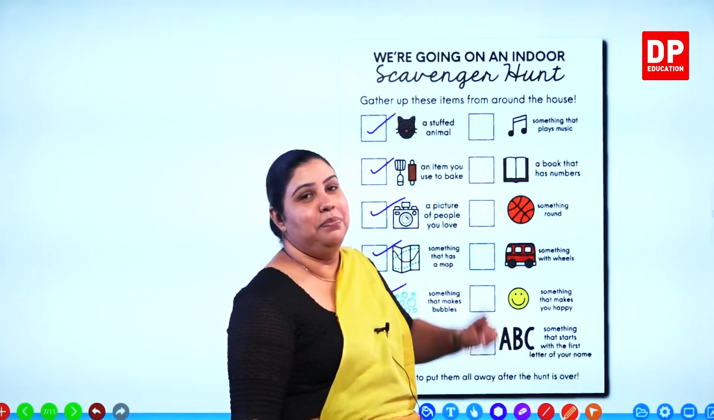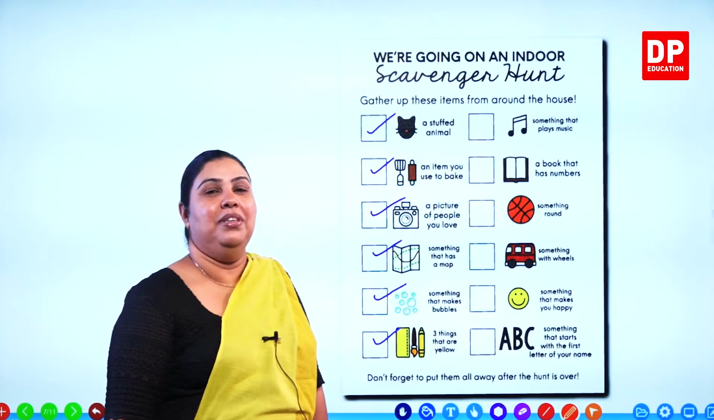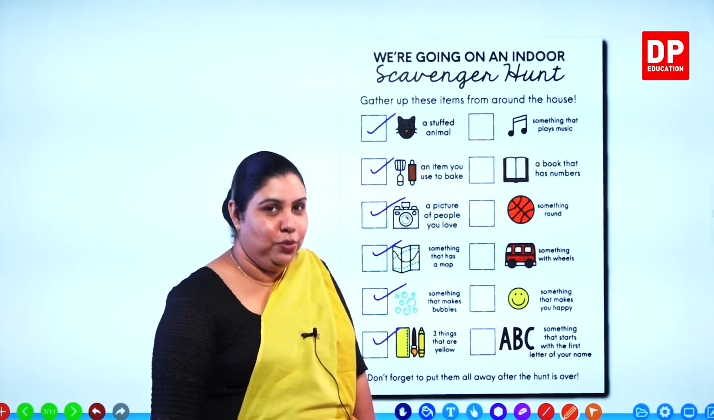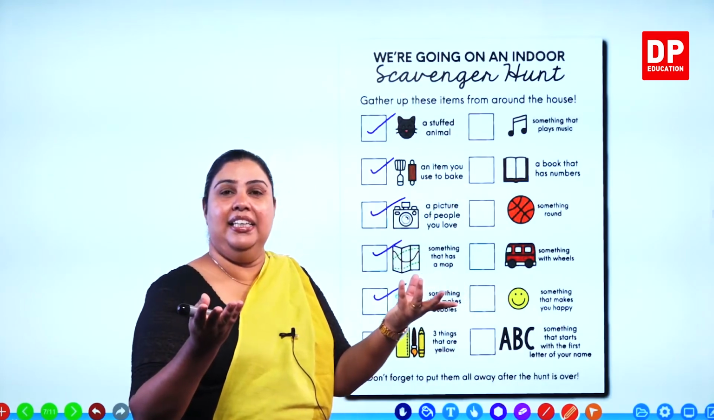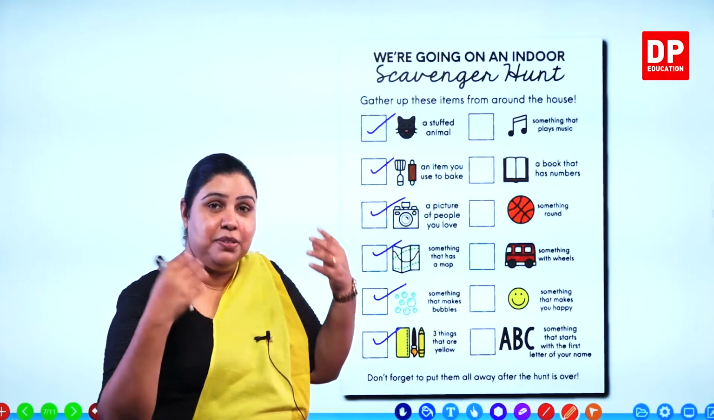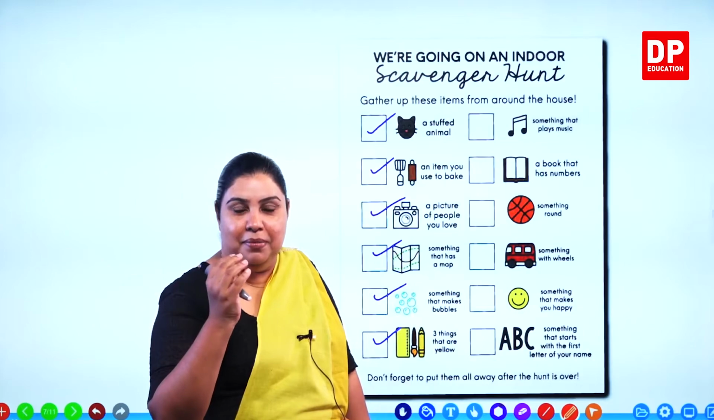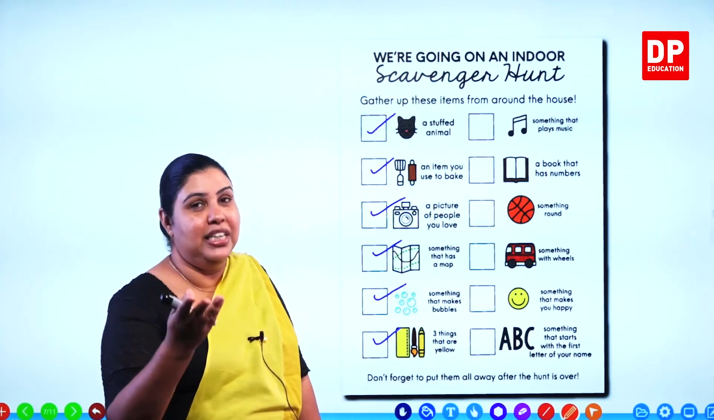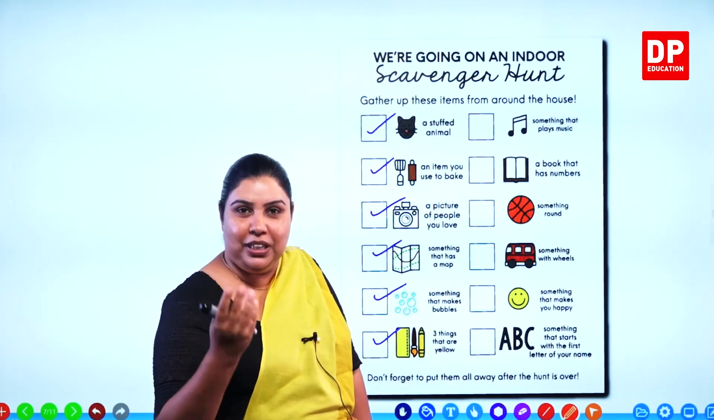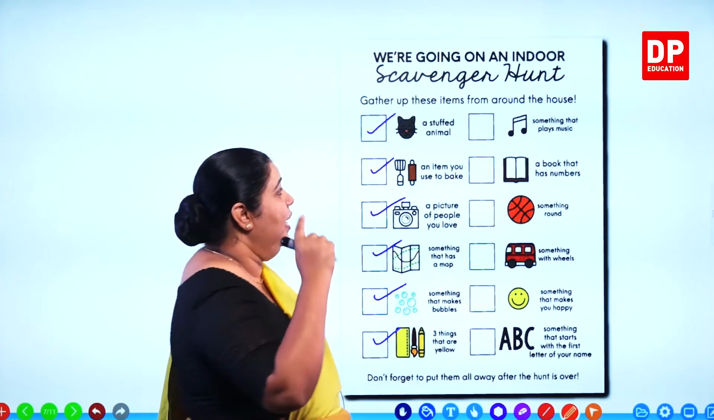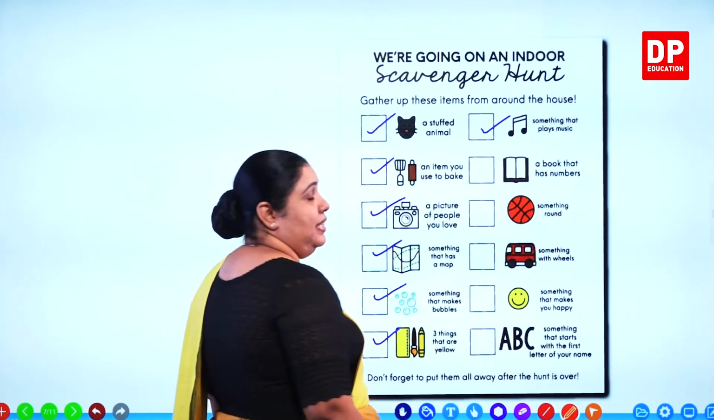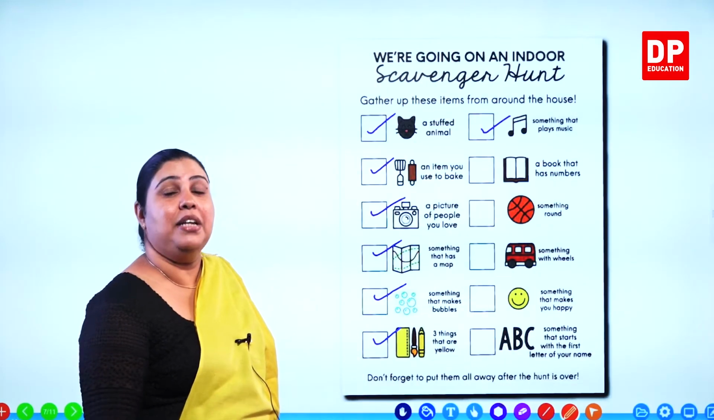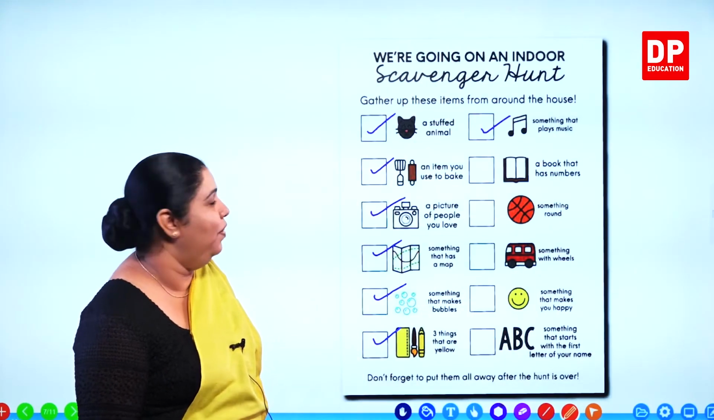Something that plays music. Something that plays music. Certain things that makes music. So you can bring something that makes music. Your little brothers and sisters have toys that makes music. So you can bring one of them.